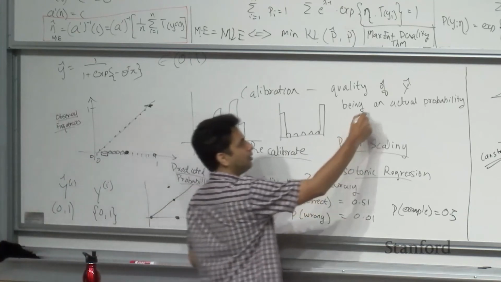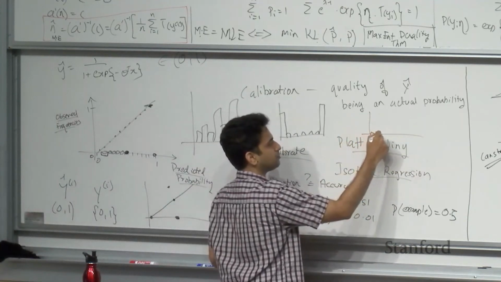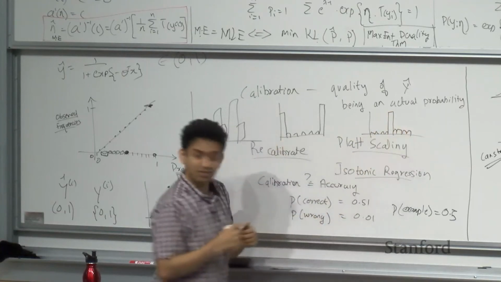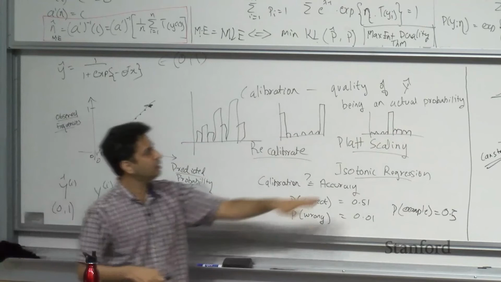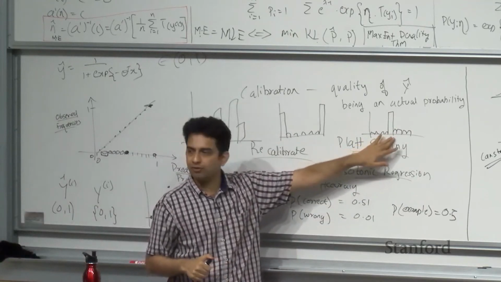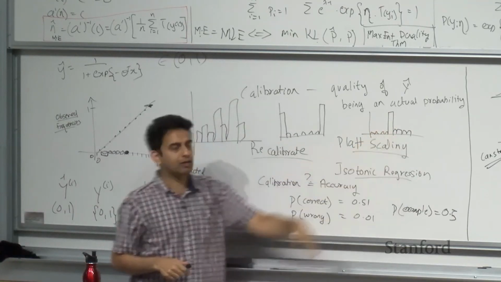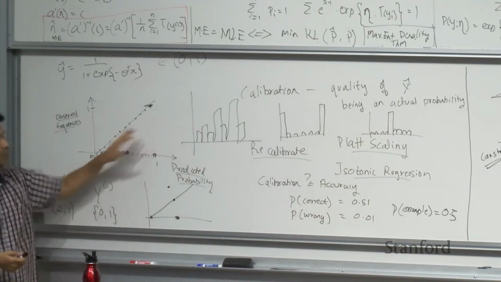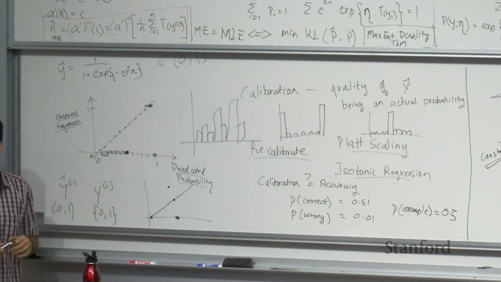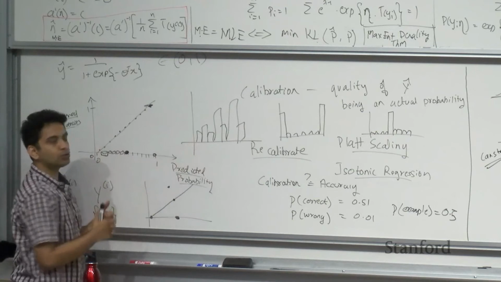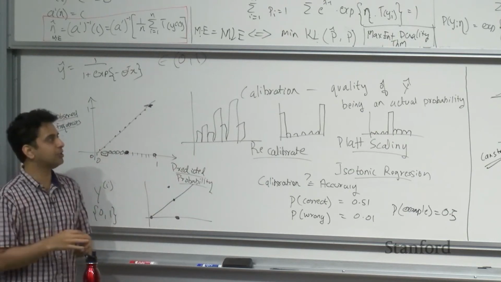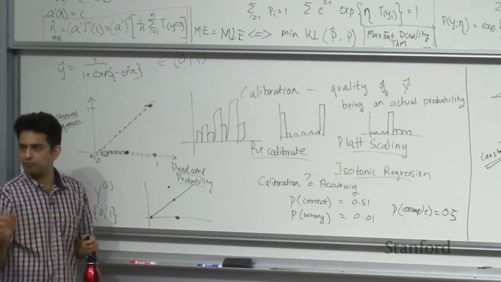If your histogram of predicted probabilities looks like this, then your model is not very confident all the time, and then you don't have good discrimination power, but it may still be calibrated. So in practice, you want to look at both of them simultaneously. We'll come to ROCs probably tomorrow or on Friday.